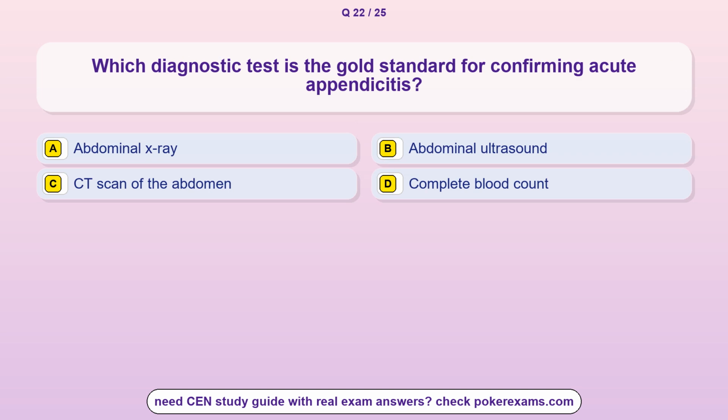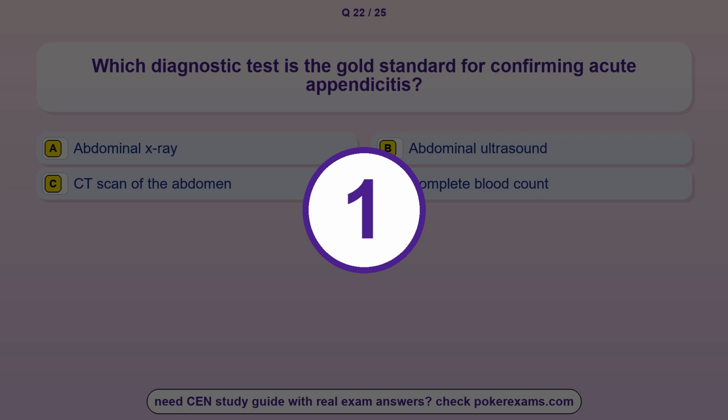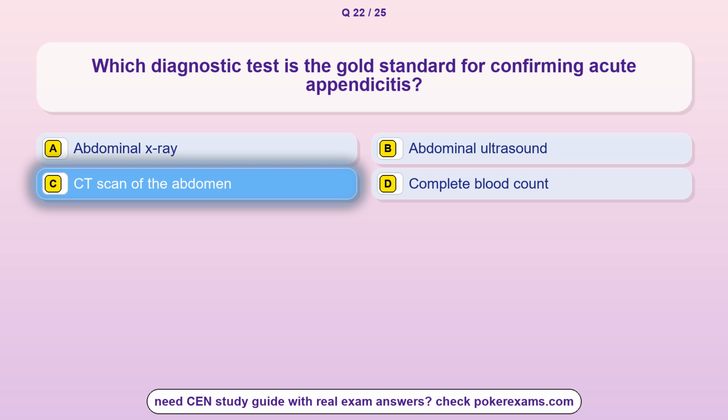Question 22. Which diagnostic test is the gold standard for confirming acute appendicitis? Option A, abdominal X-ray. Option B, abdominal ultrasound. Option C, CT scan of the abdomen. Option D, a complete blood count. The correct answer is option C, CT scan of the abdomen.